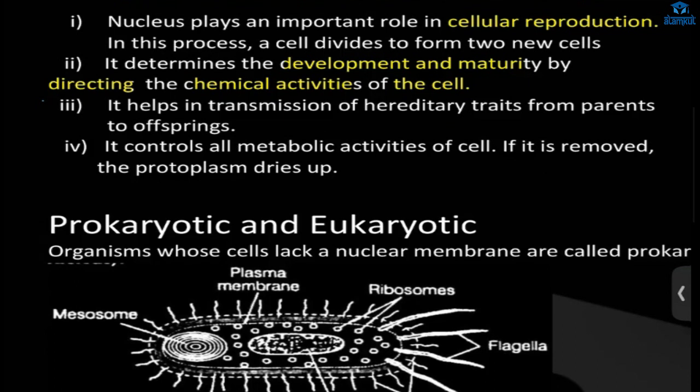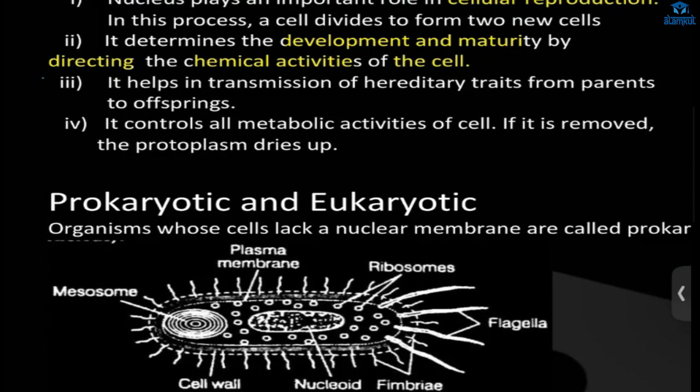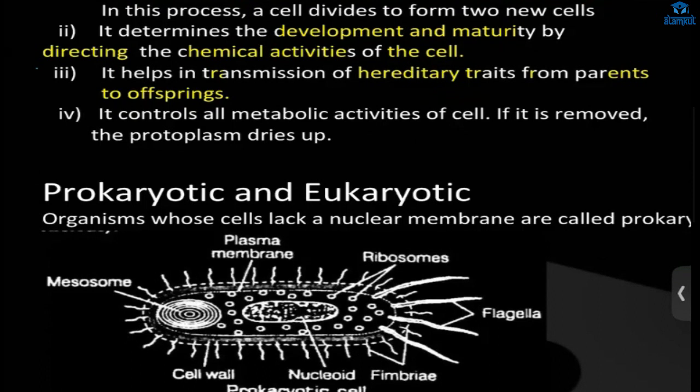Genes code for proteins, and different proteins have different roles. Some proteins help in communication, some in the development of the structure of the cells, and some in the transport of materials. It also helps in the transmission of hereditary traits from parents to offspring.